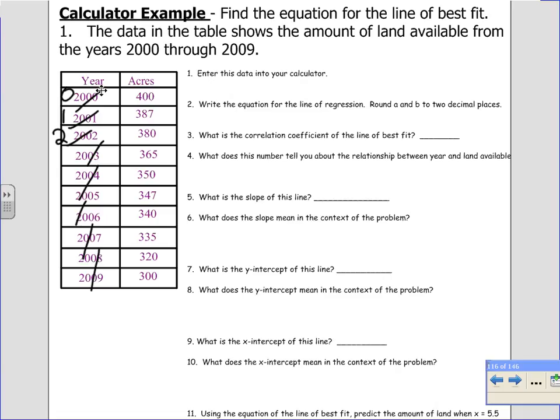And do not erase it from your calculator. So you're going to clear the memory now to do all this, but do not erase it from your calculator until we go over it.